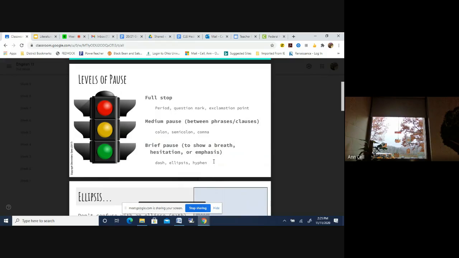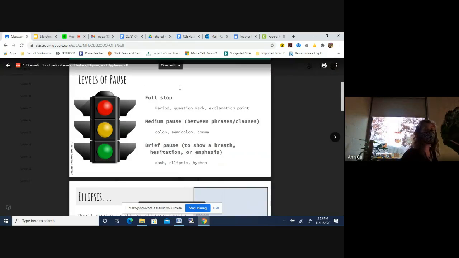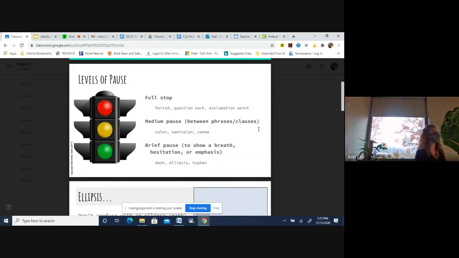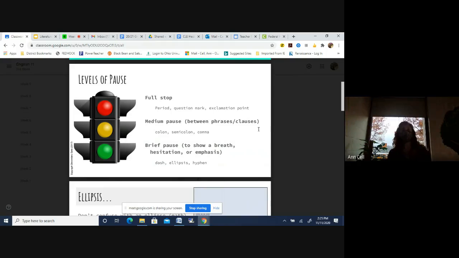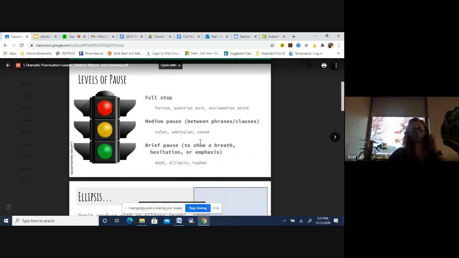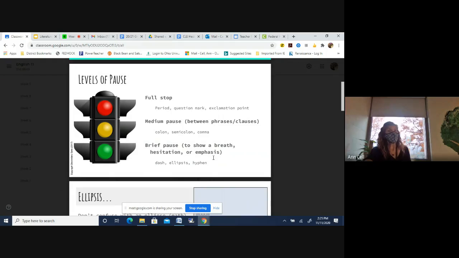Then we have what we might call a medium pause. So we've been talking about colons and semicolons this year, and how to properly use a comma, how to avoid the comma splice. So these things, colon, semicolon, and comma, those are used between phrases and clauses. And you all have done a great job of learning how to properly use a semicolon, the right way to use a colon. I've been very pleased to see your progress in those areas. So pat yourself on the back about those. Knowing that these are a medium pause. These two things are still connected sort of pause.